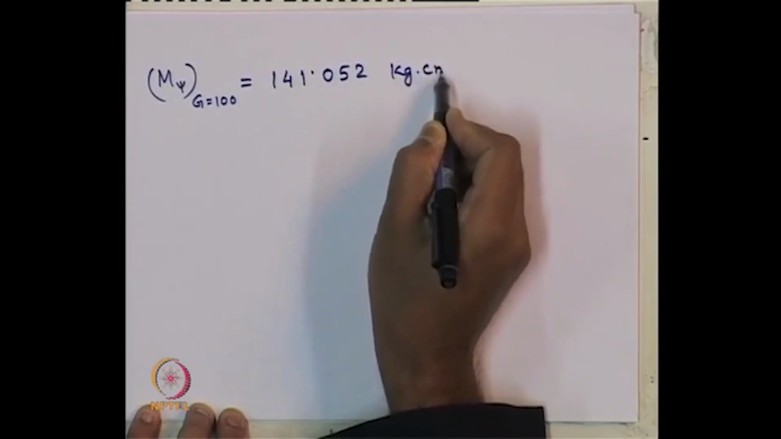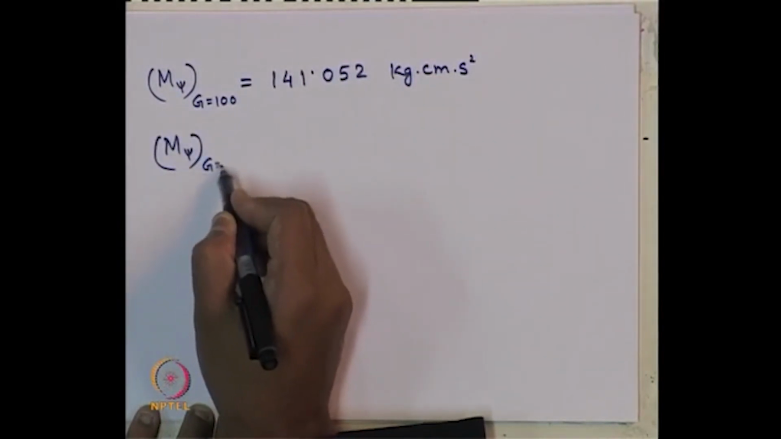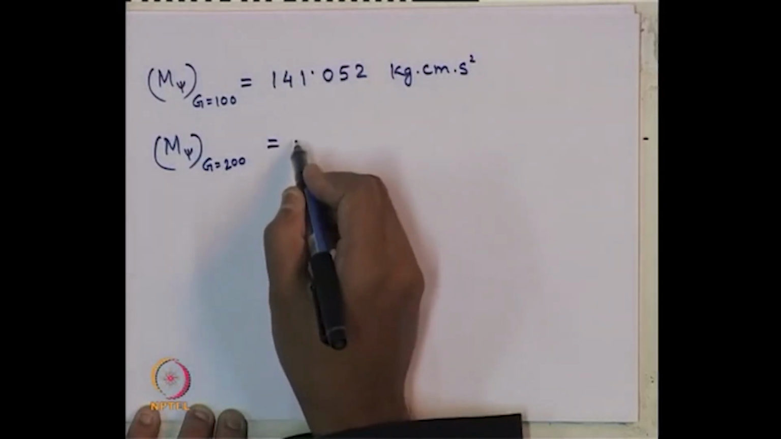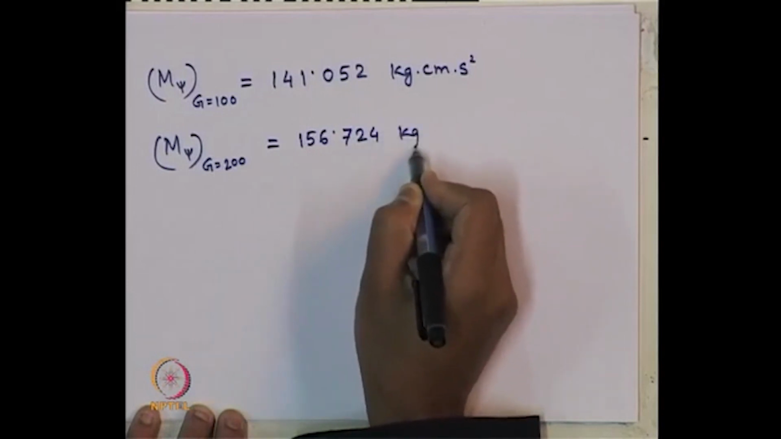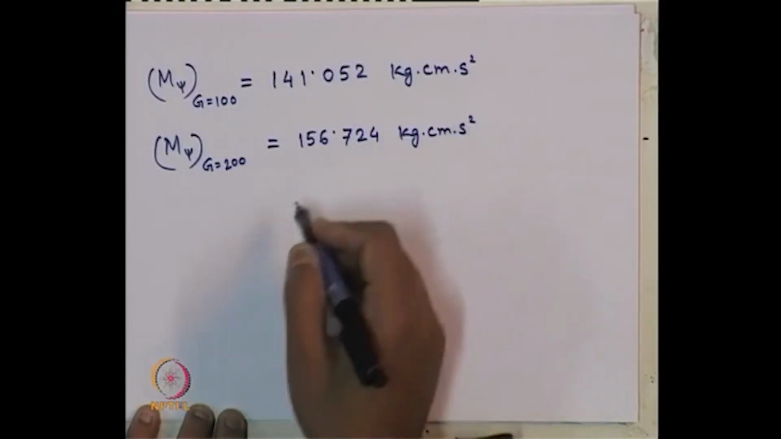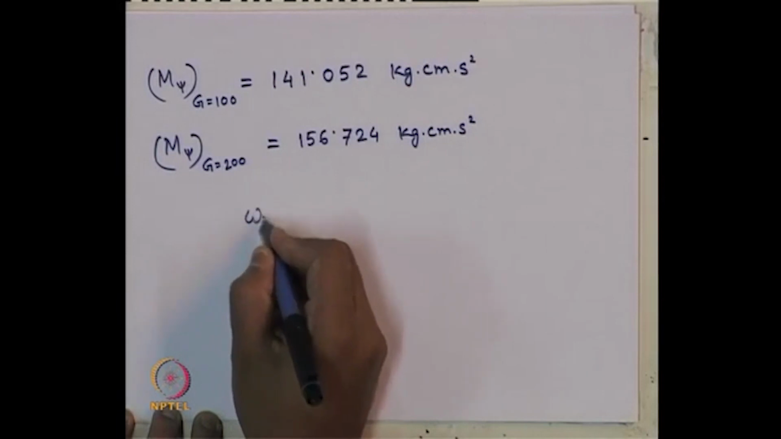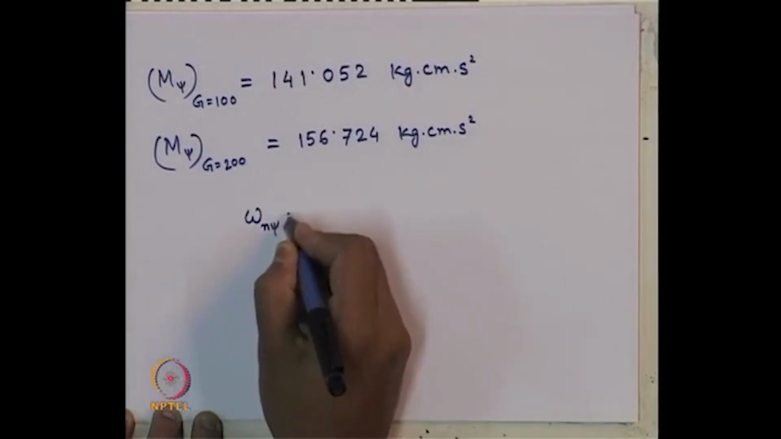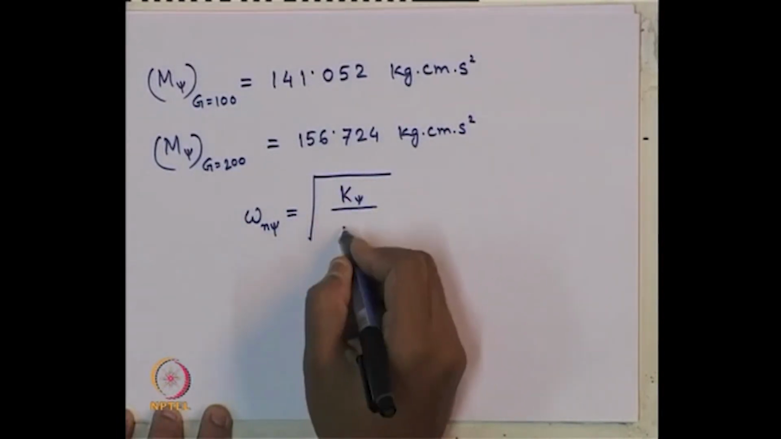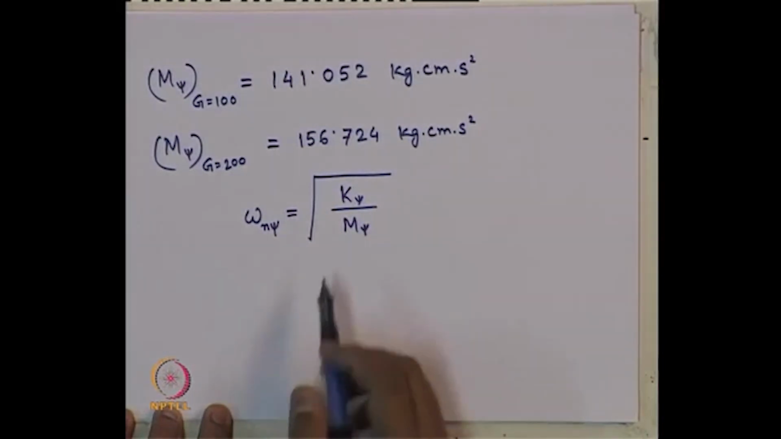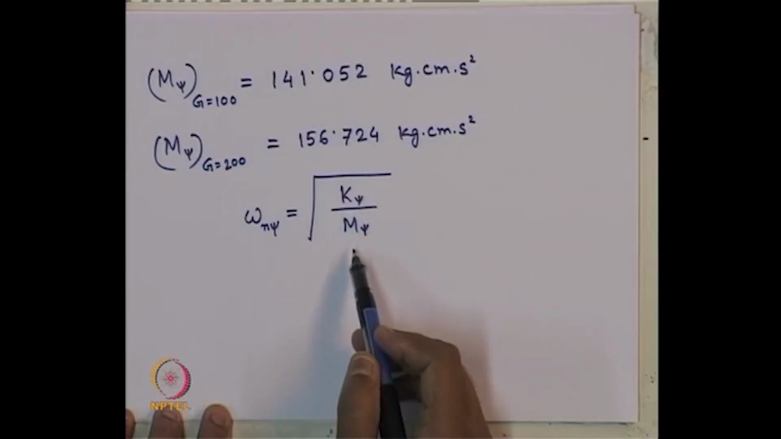Okay. And for third type of soil with G equals 200, again the change will be only in gamma value: 156.724 kg centimeter second square. Why we have calculated these values? Because we know the natural frequency of the system omega n psi should be equal to root over k psi by m psi. Am I right? That is rotational spring constant divided by mass moment of inertia.